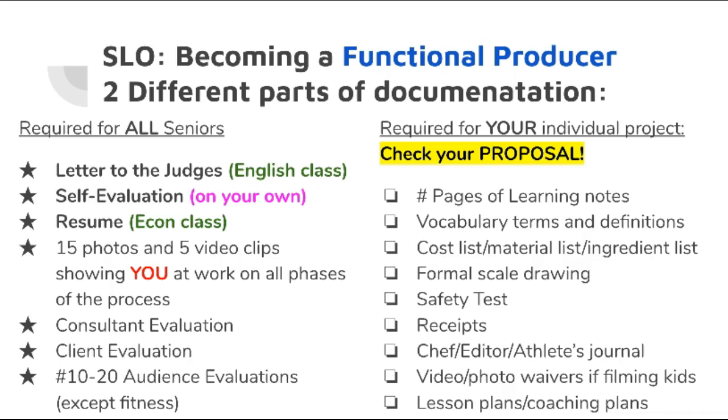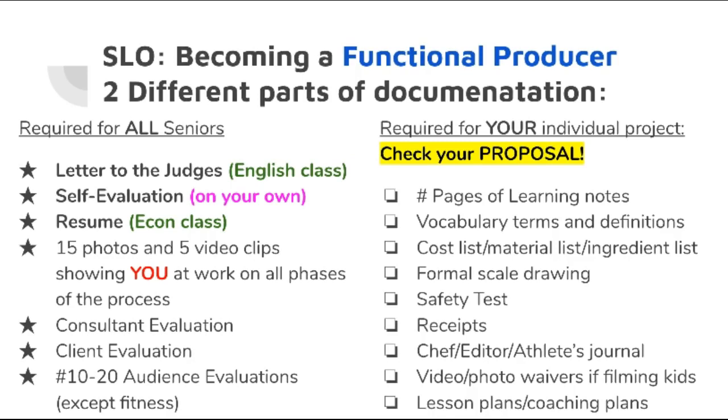When it comes to becoming a functional producer, we are looking for you to produce the evidence listed in your proposal. That's in the documentation section, and every senior has 15 photos and 5 video clips, as well as documentation of learning. This could be pages of notes, vocabulary and definitions, a formal scale drawing. Perhaps you have a chef's journal or athlete's journal, lesson plans, or a formal safety test if you're doing construction or landscaping. This could also be something like receipts or recipes. So check your proposal for what's required for your specific project.